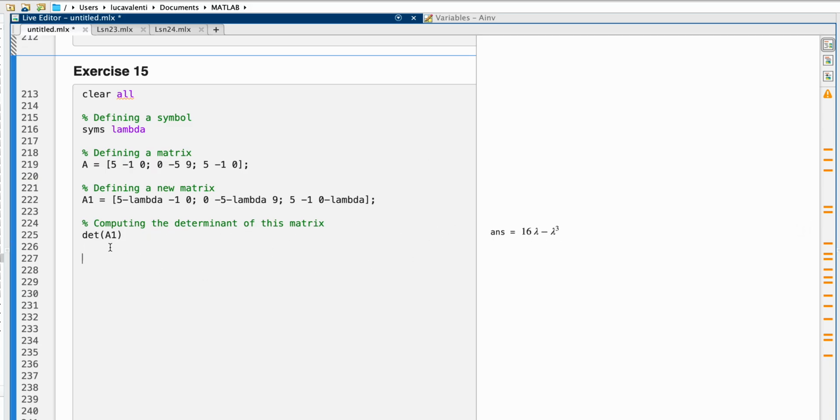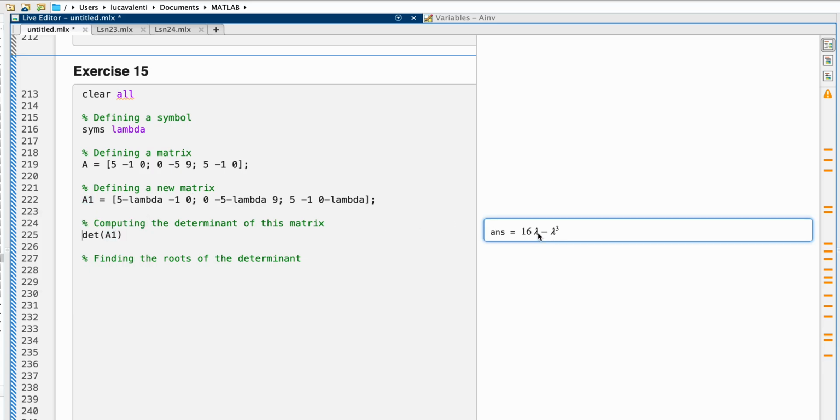Now I want to find the roots of that. We could just factor out lambda, and we'd see that we'd have lambda equals 0, which means that this matrix is singular, non-invertible. And then we'd have 16 minus lambda squared, which means that lambda is equal to plus or minus 4. So we should have plus 4, minus 4, and 0 as the eigenvalues of this matrix.